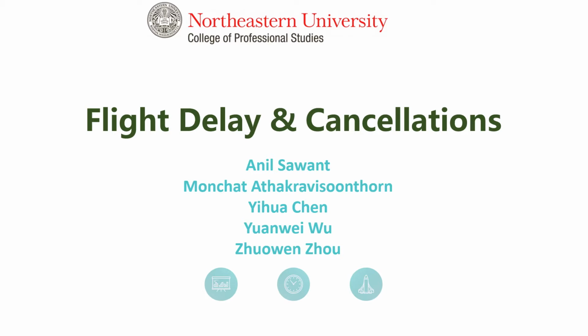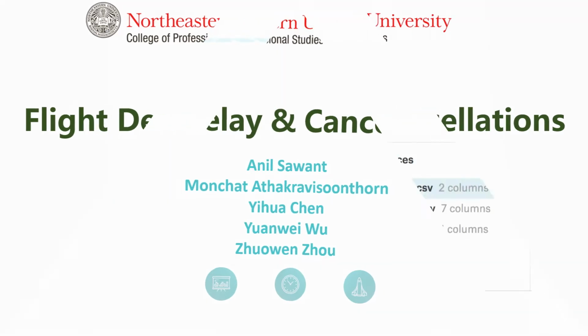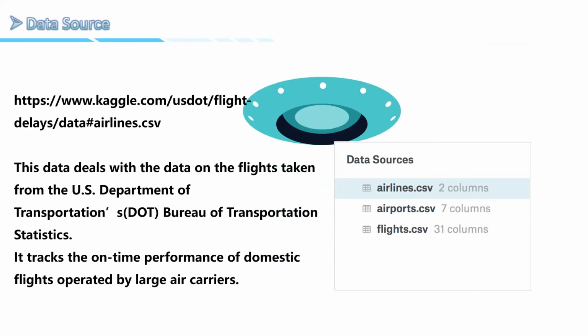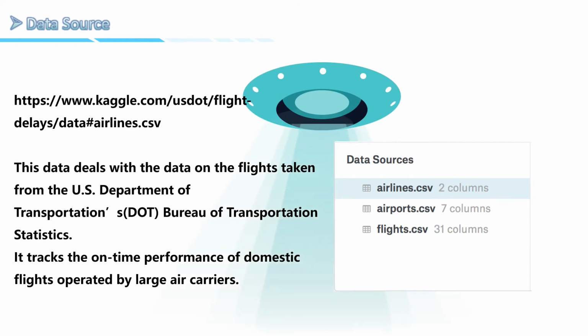In this video, we will present various data visualizations on flight delay and cancellation data using Tableau. For our project, we used 3 different data sets that belong to the U.S. Department of Transportation's Bureau of Transportation Statistics, which tracks on-time performance of domestic flights operated by large air carriers. We took these data sets from kaggle.com in the link provided here. The 3 data sets that we use are as follows.